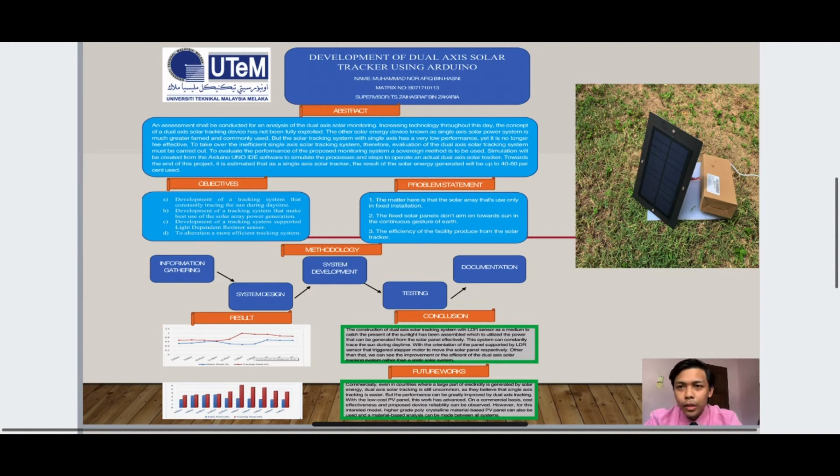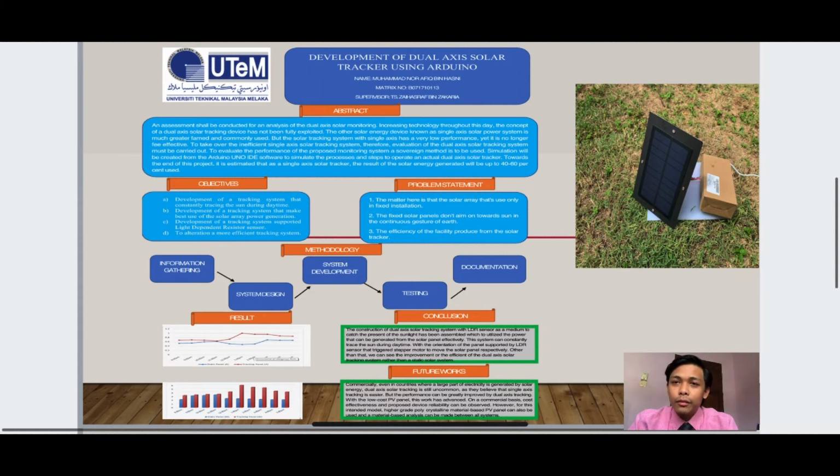So the last one is documentation. Documentation is about transferring the recorded result to the table accordingly, which is the table of power static and dual axis, and the voltage static and dual axis. And after that we make the comparison using the bar graph or the pie chart.